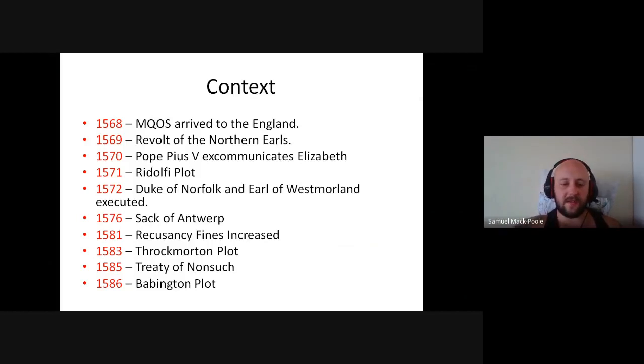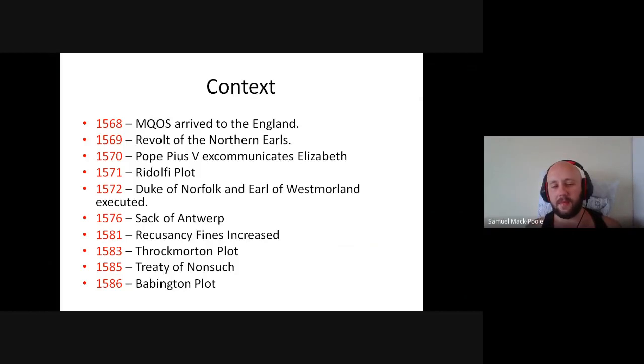So 1576 and 1585 are related. It's a point about the Spanish Netherlands, what you would call the Netherlands or Holland today, where its major city is Amsterdam.